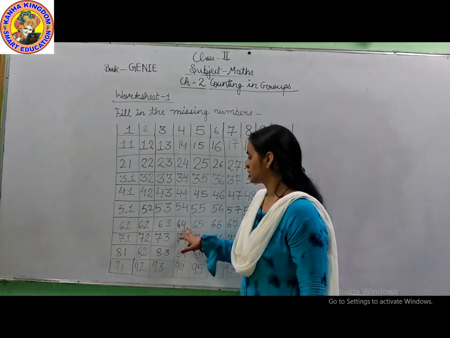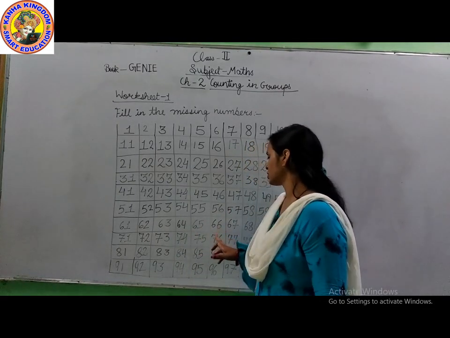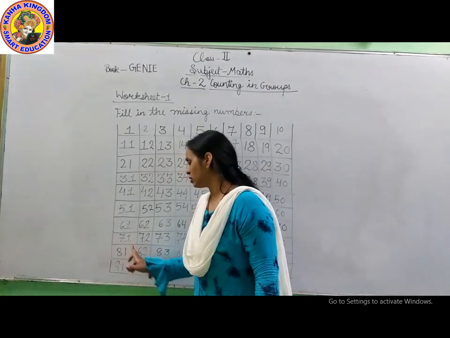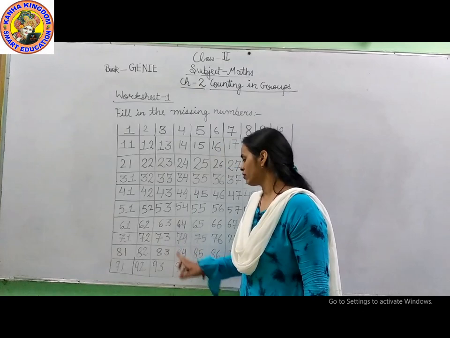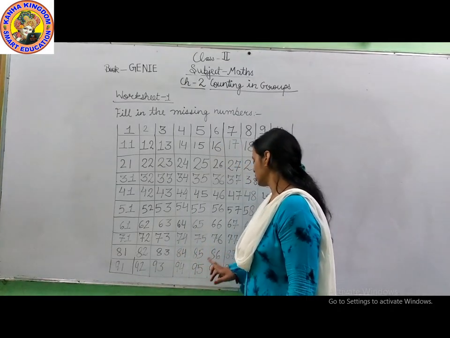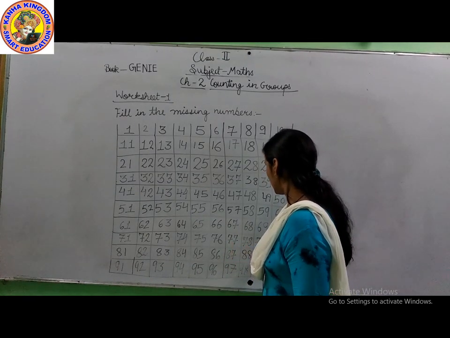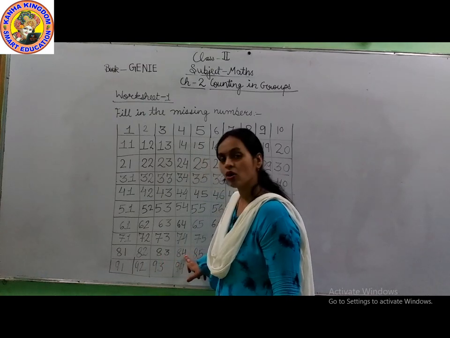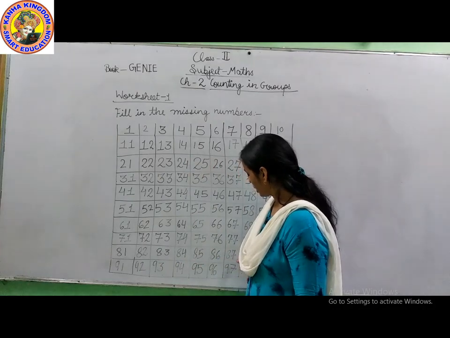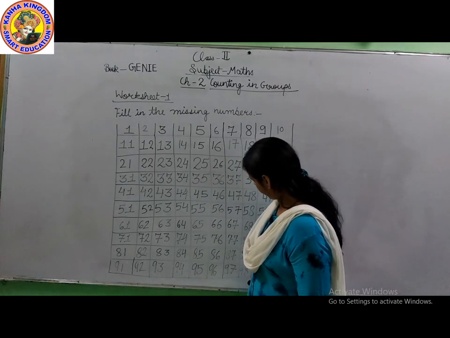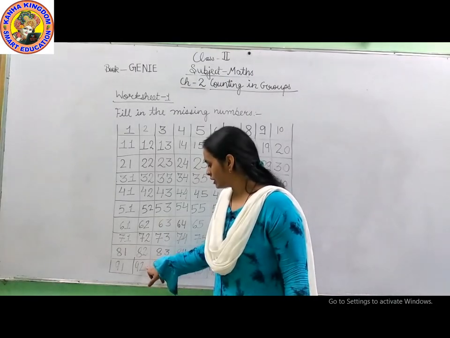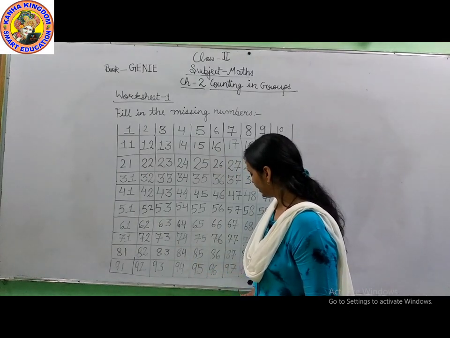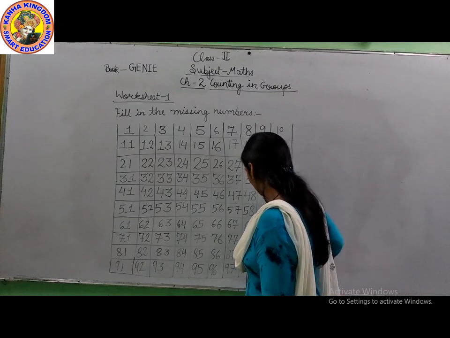62, 63, 64, 65, 66, 67, 68, 69, 70. 71, 72, 73, 74, 75, 76, 77, 78, 79, 80. 81, 82, 83, 84, 85, 86, 87, 88, 89, 90. 91, 92, 93, 94, 95, 96, 97, 98, 99, 100.